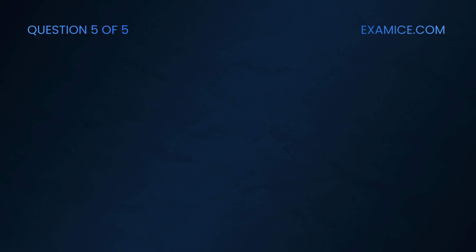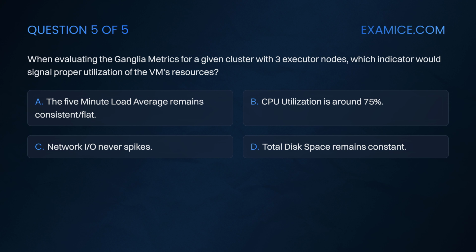Question 5. When evaluating the Ganglia metrics for a given cluster with 3 executor nodes, which indicator would signal proper utilization of the VM's resources? Option A. The 5-minute load average remains consistent flat. Option B. CPU utilization is around 75%. Option C. Network I/O never spikes. Option D. Total disk space remains constant.